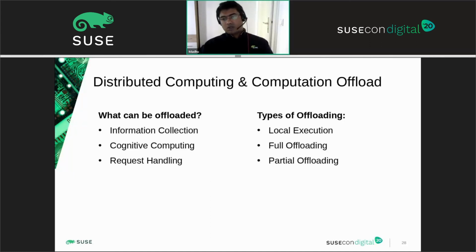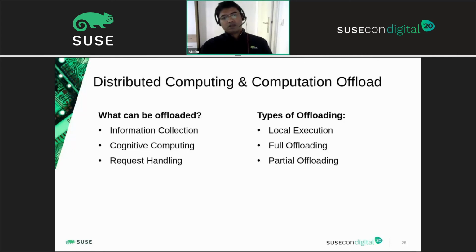And cognitive computing, some kind of analytics, some AI algorithms that you want to run on the edge device to handle some use cases, maybe location aware use cases, or traffic control kind of things, which sometimes require AI algorithms. And request handling is also one of the things which can be just handled in the edge. But some of these need not be completely offloaded to the edge device.